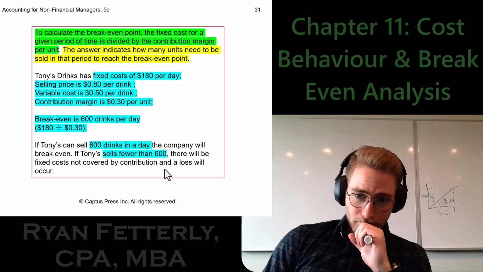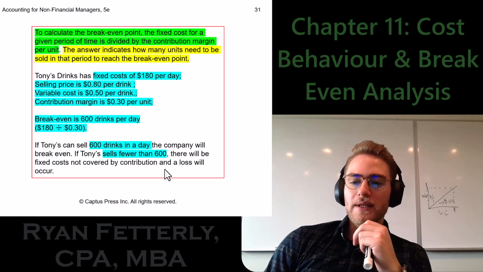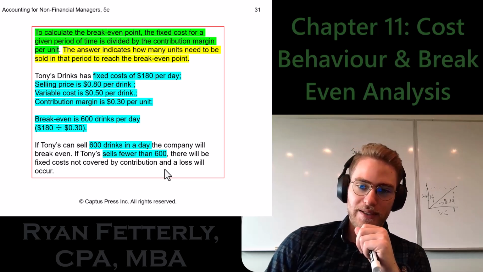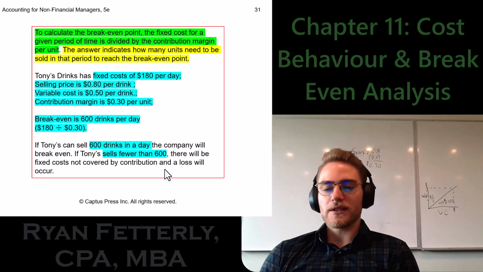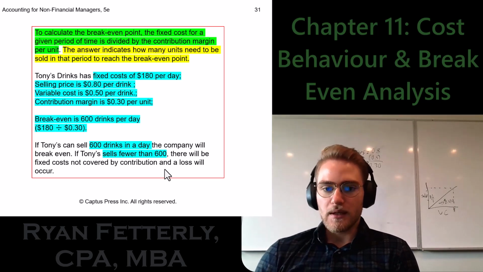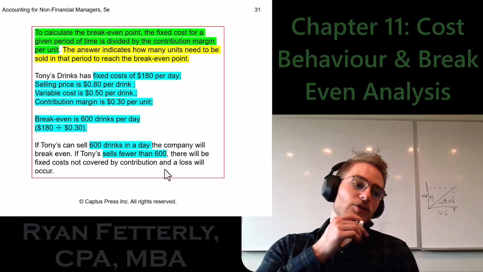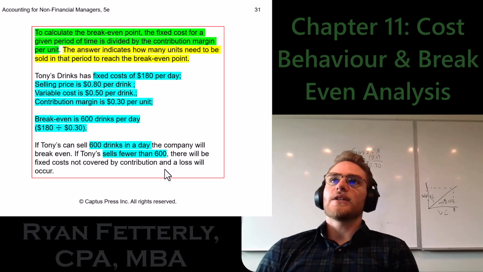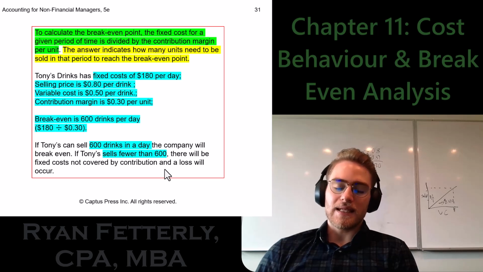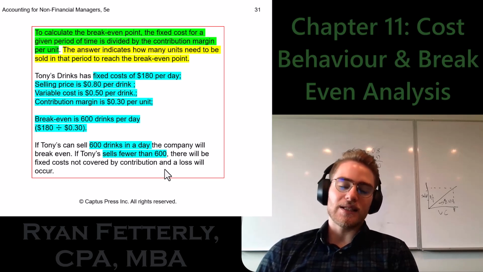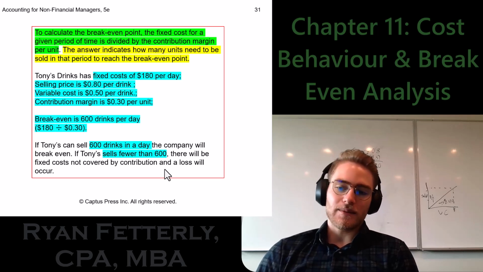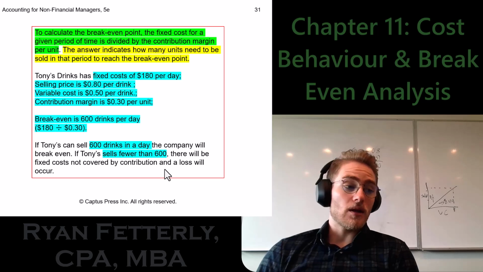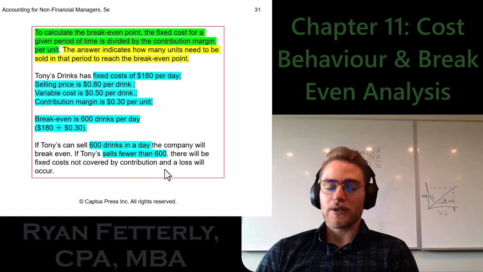So to calculate the break-even point, the fixed cost for the given period of time is divided by the contribution margin per unit. So the answer indicates basically how many units need to be sold in that period to reach the break-even point. So Tony's Drinks has fixed costs of $180 a day. So, Tony sells 0 drinks in a day. He's still incurring $180 in costs. Maybe that's driving costs or setup costs or whatnot, right? Advertising maybe, right? But he's still going to incur $180 whether he sells 1,000 drinks or sells 0.